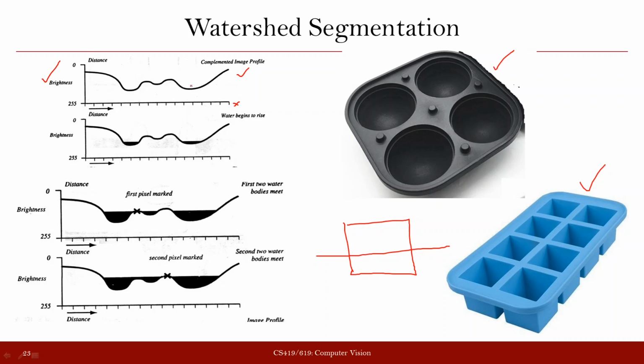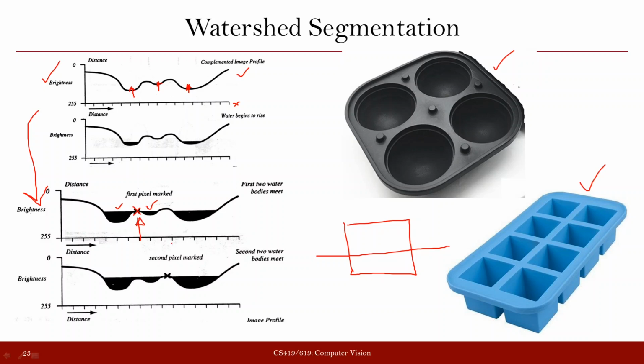Now in this case, these are the minima that you have, and let's say you create a hole here, here, and here, and then you fill the water from the bottom. You find that when the water is raising, the first dam has to be made here to stop merging of this water with this water. So that will be one. This will be the first line that we will be creating.